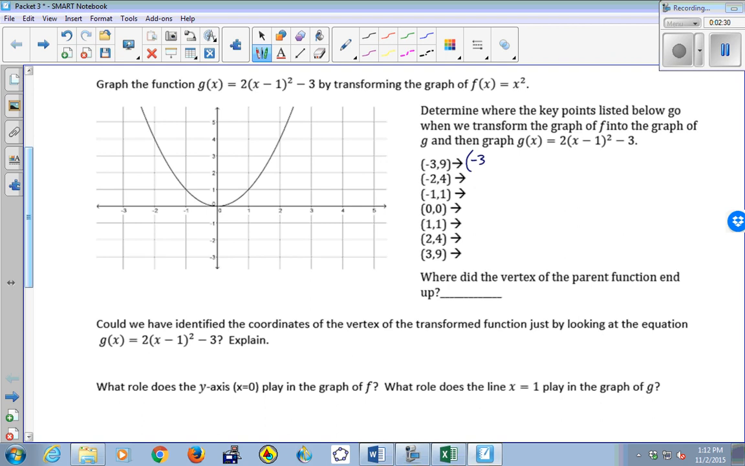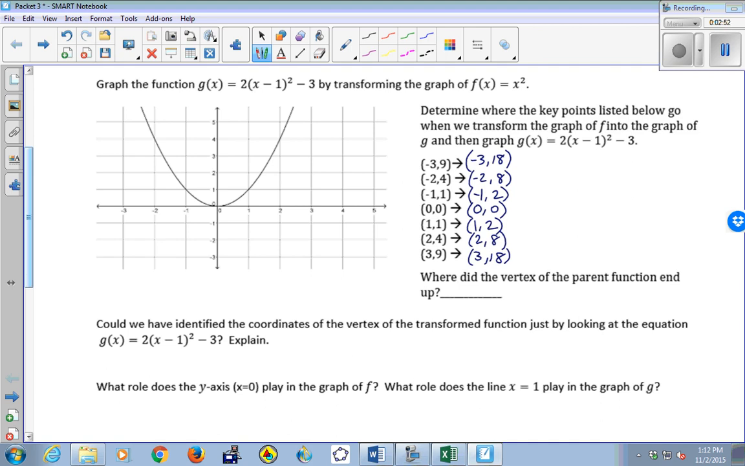So I have negative 3, 18, negative 2, 8, negative 1, 2, 0, 0, 1, 2, 2, 8, and 3, 18. So I just doubled every y-coordinate because of that 2 that's outside.